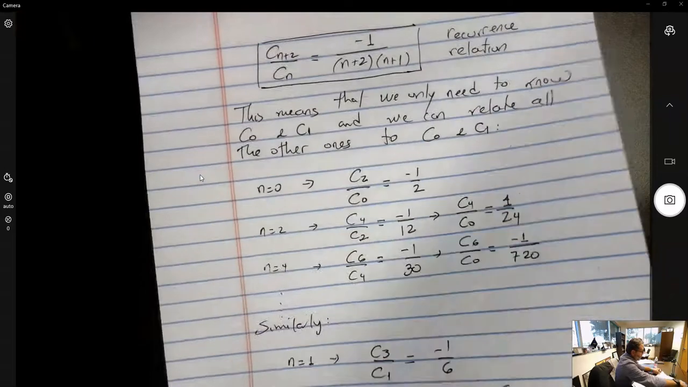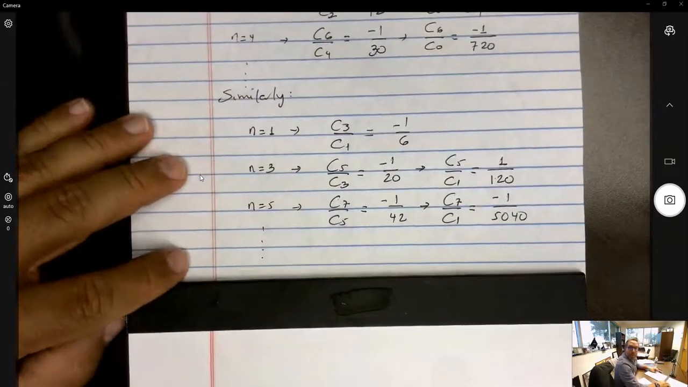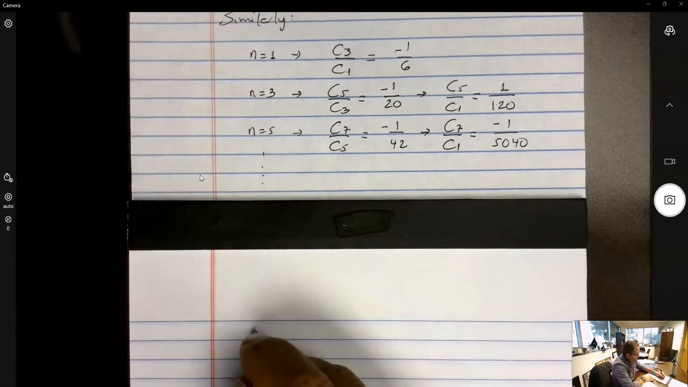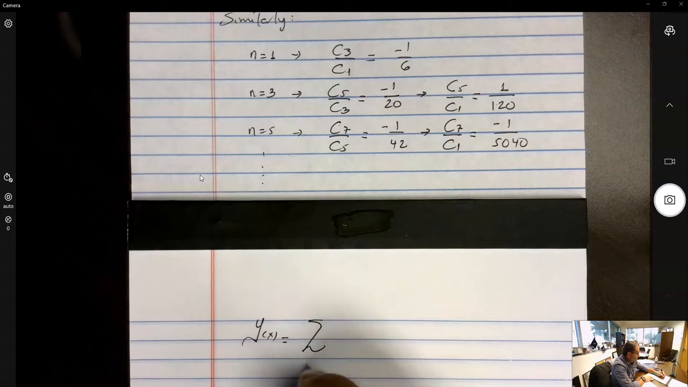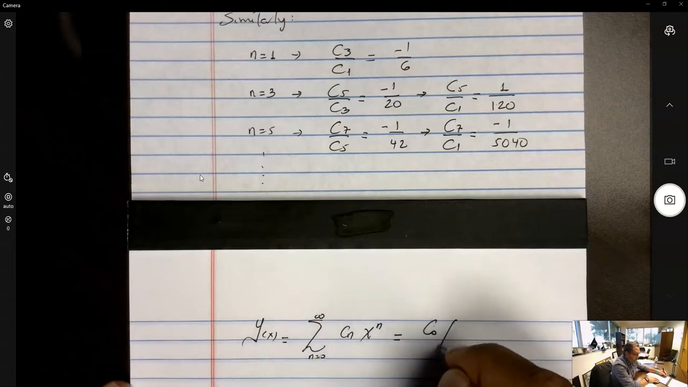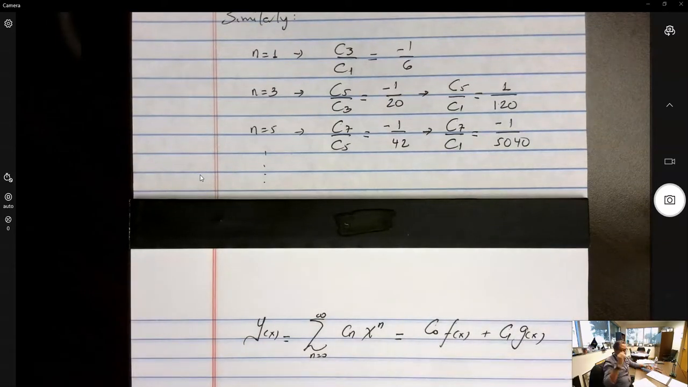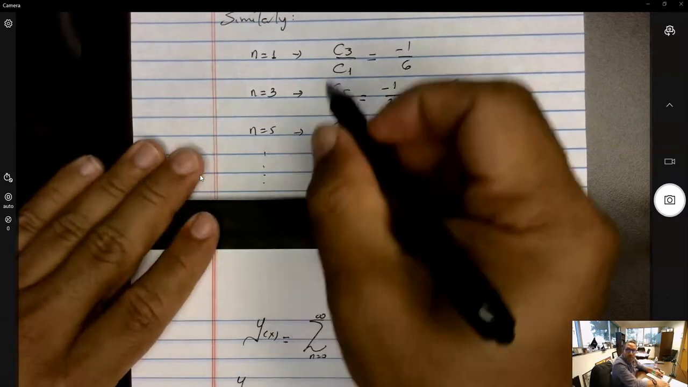So if we say that the solution that we propose, y of x, which was simply the summation from n equals 0 to infinity of Cn times x to the n, is such that somehow it can be written as f of x times C0 plus g of x times C1, then what I'm going to do is collect these two sequences together.